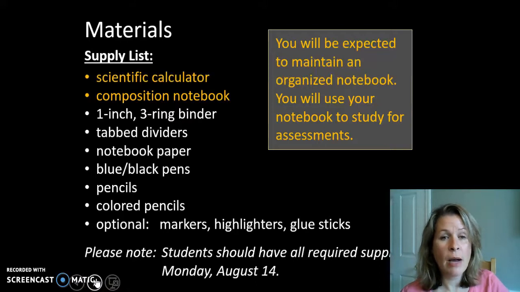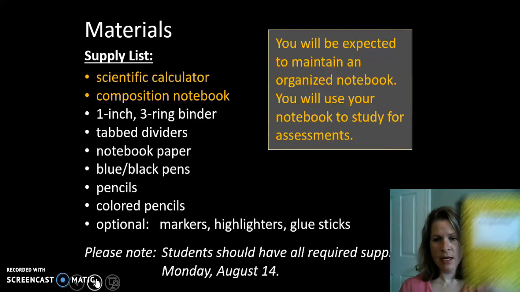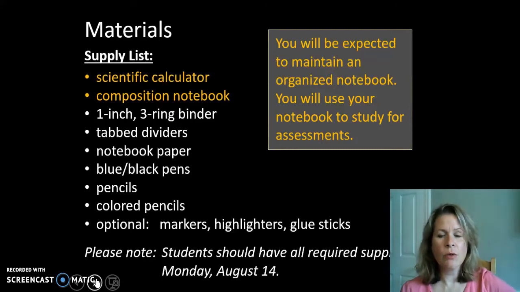Okay, what do you need supply-wise? You need a scientific calculator. I've spoken with some of you, and most of you have calculators that you used in algebra last year. That's perfect. That's sufficient. If you don't, then just a little $10 cheapy scientific calculator that will show things in powers of 10. That's what we mean by scientific notation. You need that. You need a composition notebook. Looks like this. That's what we're going to do labs in this year in order to get you prepared for the routines of college. That's what you'd expect in a college chemistry class.